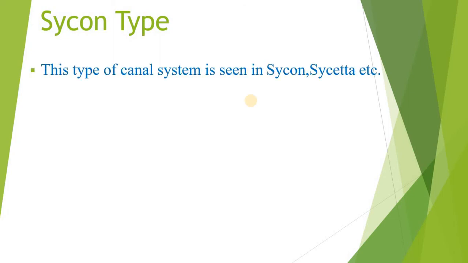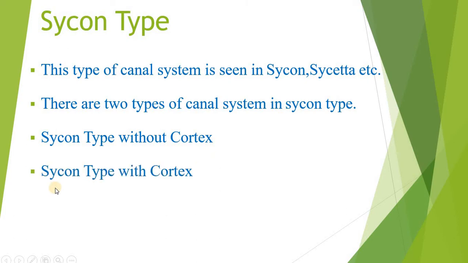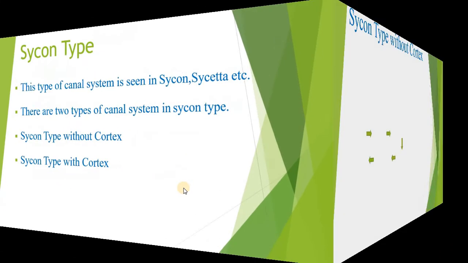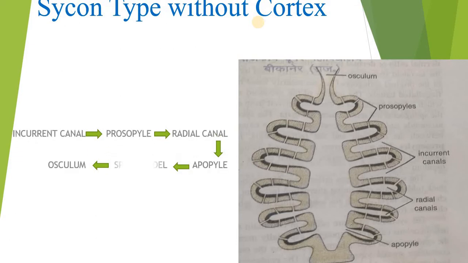Sycon type of canal system. This type of canal system is seen in Sycon, Scypha, etc. There are two types of canal system in Sycon type. First is the Sycon type without cortex, and second is the Sycon type with cortex. Sycon type without cortex. This type is found in Scypha.